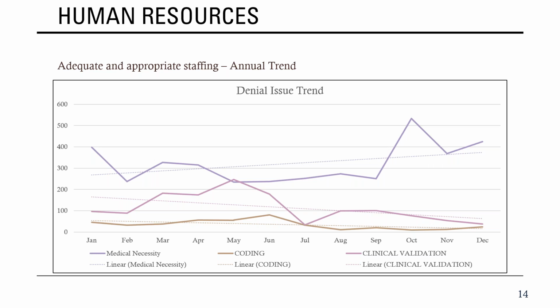Clinical validation is that pinkish middle line there, and we can see that it's actually decreasing as the year goes on. It had a spike around April through June, but towards the end of the year, the numbers have decreased. And then the top line is our medical necessity line, and we can see that one is creeping up. So when we're thinking about staffing going forward, if we're going to look for some more staff to help address our denials, we're going to look for our clinical folks who have that medical necessity, medical background.